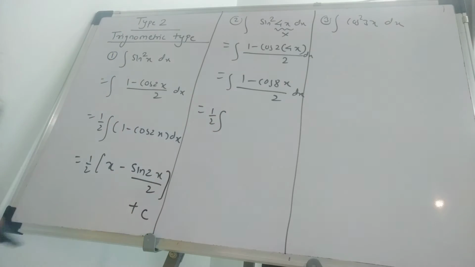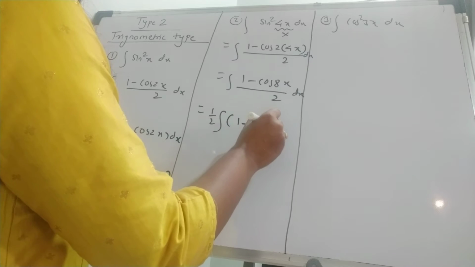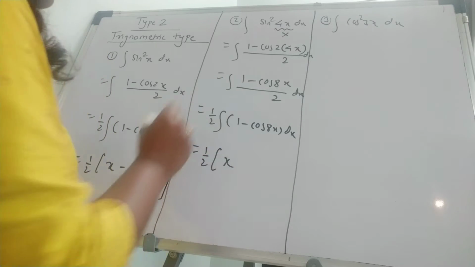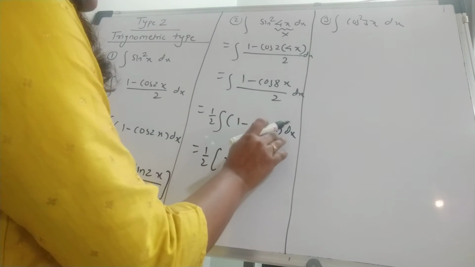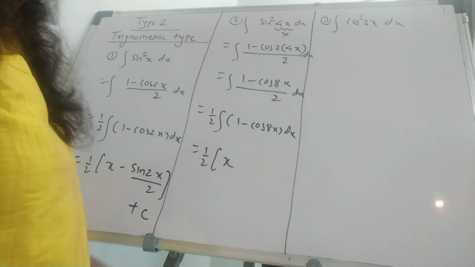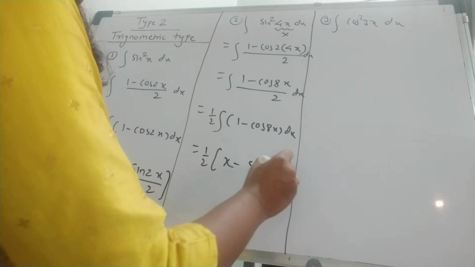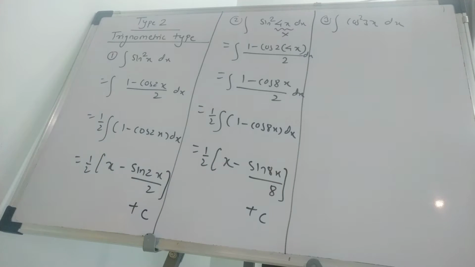1 by 2 constant outside integration. Inside it is 1 minus cos of 8x. Integration of 1 with respect to x is x. For cos of 8x, integration value is sine of 8x divided by the coefficient of x, that is 8, plus some constant value c.